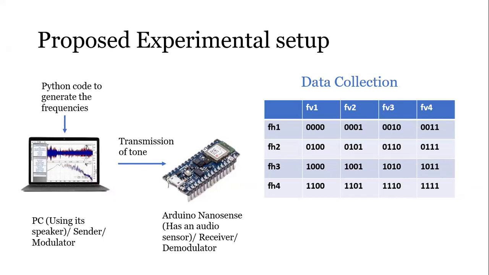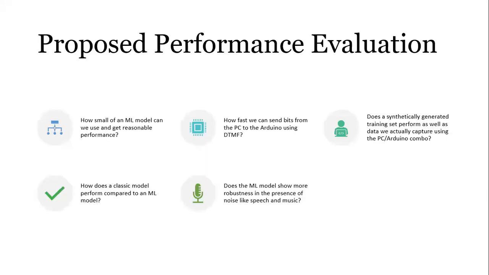After that, we will run an ML inference, specifically TensorFlow Lite, and then this model will classify received signals and predict which of the 16 classes corresponding to the 4 bits was sent. So to evaluate our model, we are going to be answering these questions. We'll look at how small of an ML model can be used to get a reasonable performance, and then we'll check how fast we can send bits from the PC to the Arduino using DTMF.